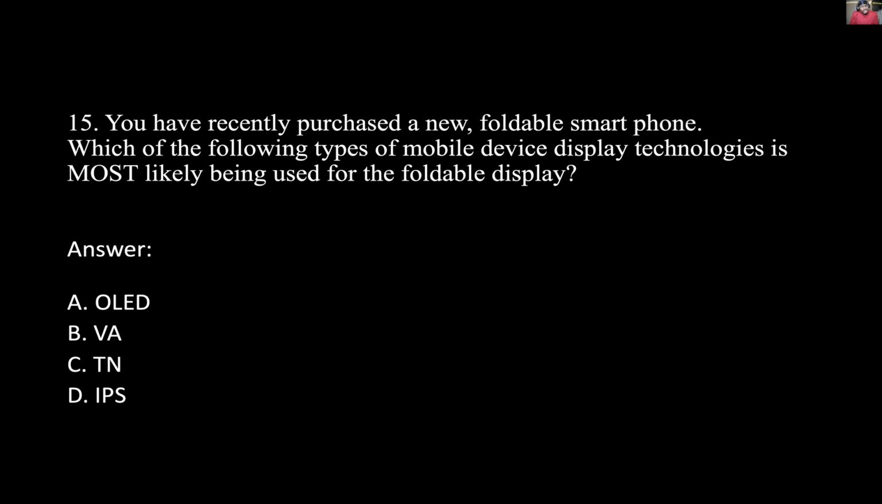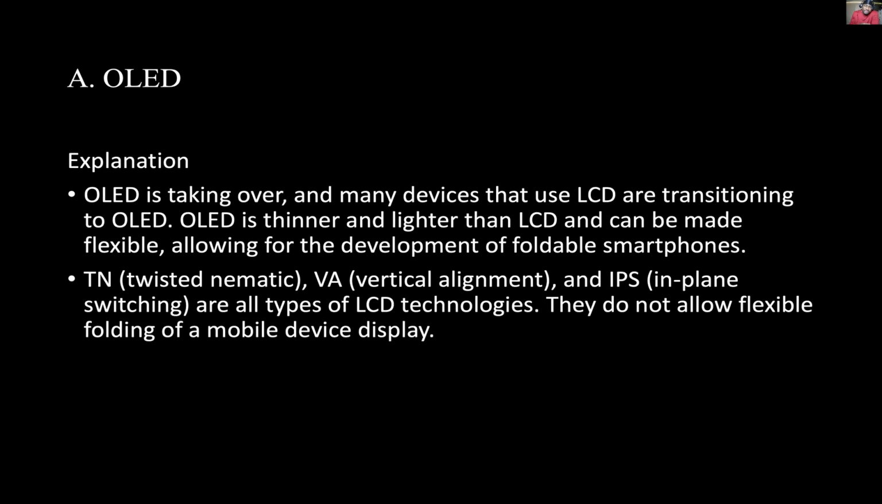B. VA. These are types of screens. C. TN. D. IPS. I'm not really familiar with VA, but I know what one can use it for, but it doesn't sound like them since it's a smartphone. So the answer is A, OLED. So, explanation.